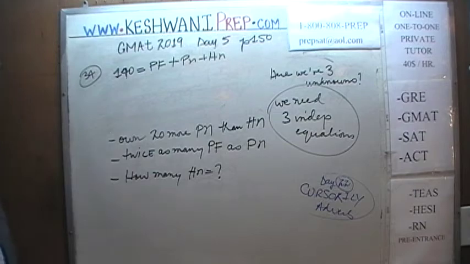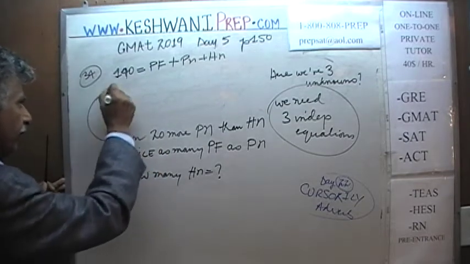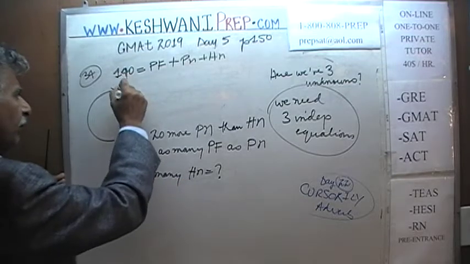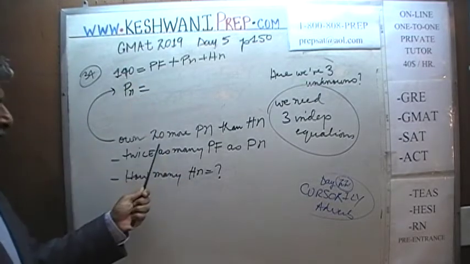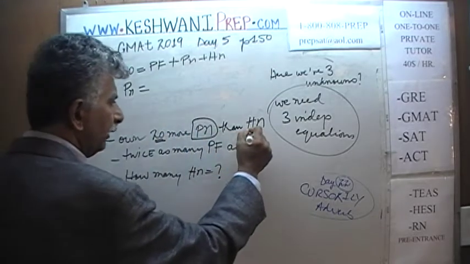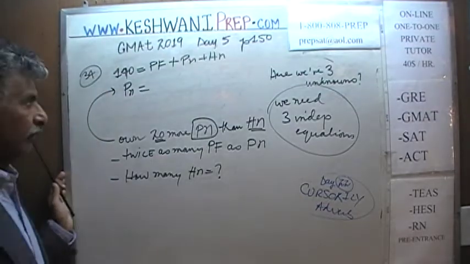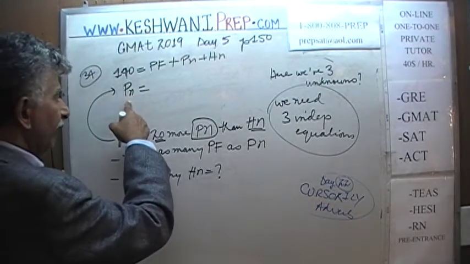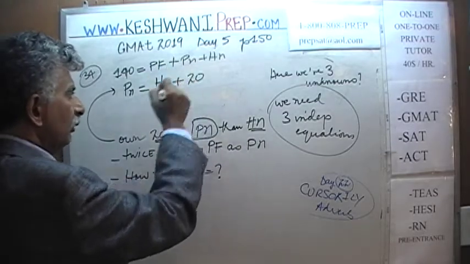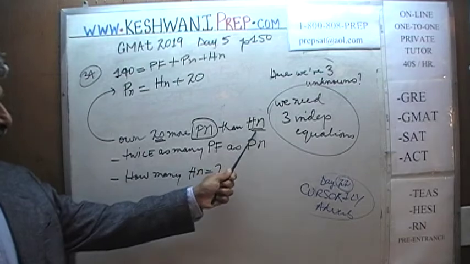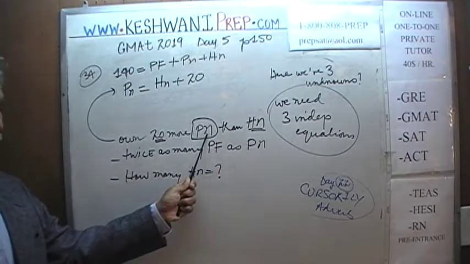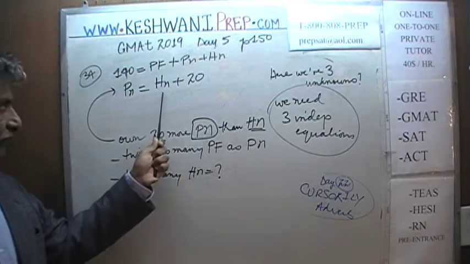Where is the second equation going to come from? Well, right here. This is our second equation. We own 20 more paperback nonfiction. In other words, the paperback nonfiction that we have is 20 more than however many hardcover nonfiction we have. In other words, if we had 5 hardcover nonfiction, we'll have 25 paperback nonfiction. You with me? That's our second equation.